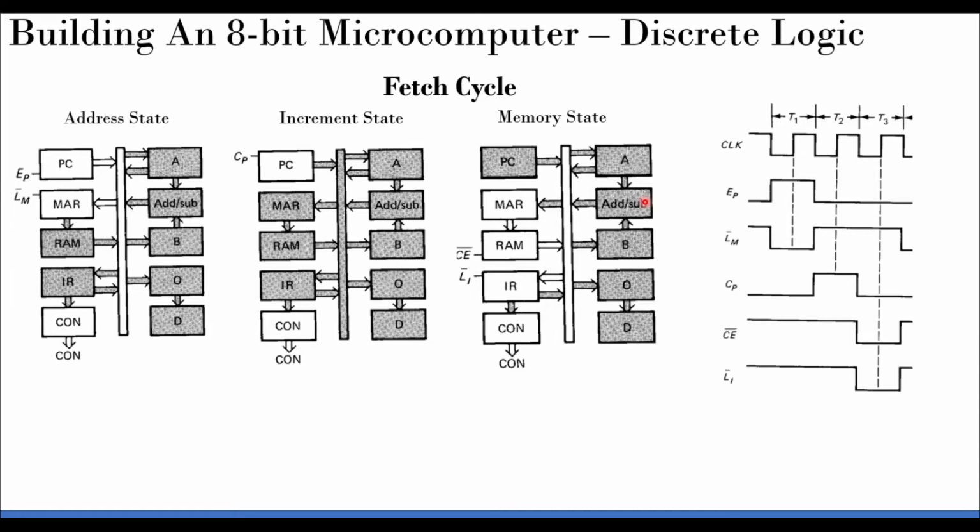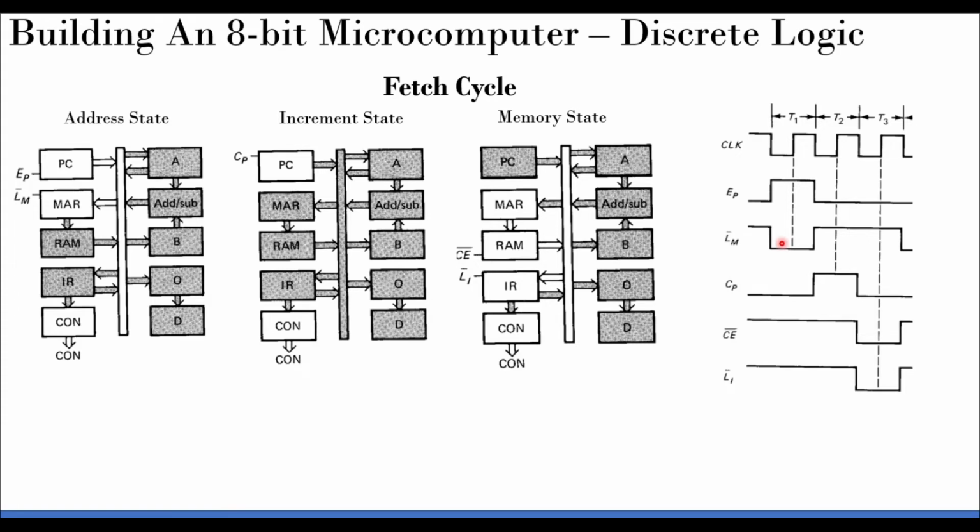And then all other control signals should be the opposite. So CP is low, CE bar is high, LI bar is high. So there is no effect on all these three control signals. And the remaining 12 control signals are there all the time. So the control unit has to keep on generating these 12 control signals all the time, irrespective of whether they are being used or not. So that's very critical. So T1 is the address state. During the address state, only EP and LM are important. They are high and low respectively.